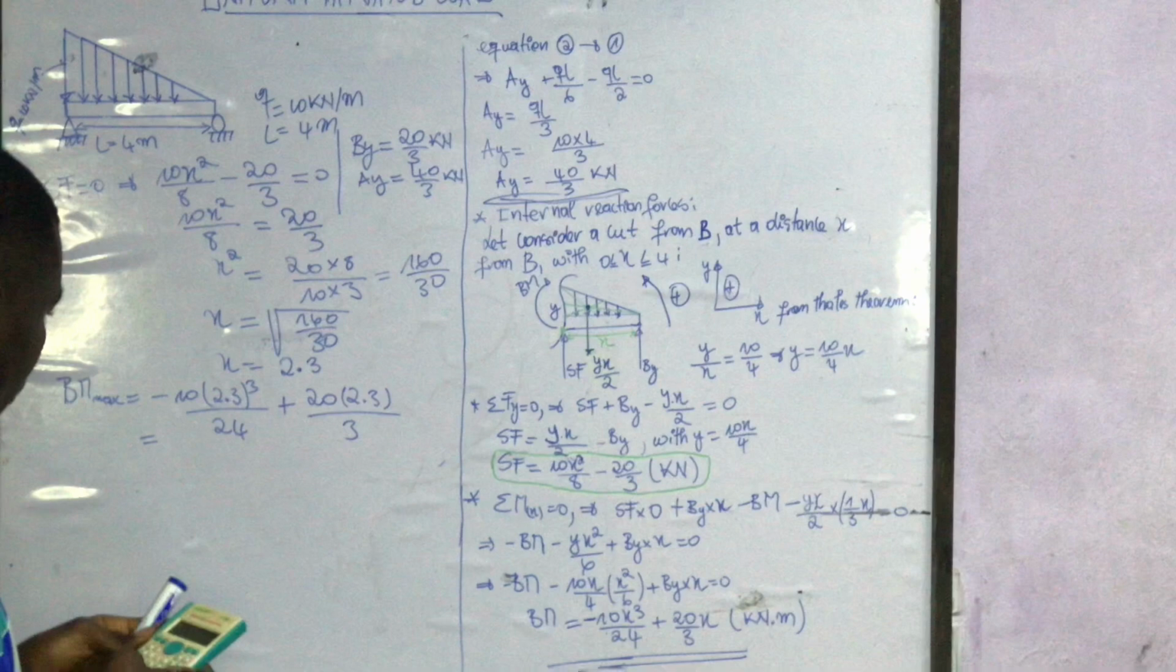Okay, we have 10 times 4 squared divided by 8, which is equal to 20. 20 minus 20 divided by 3 minus 20 gives us 13.33. Okay, 13.33 for this value. And now we have also 13.3. Now we'll substitute x here.